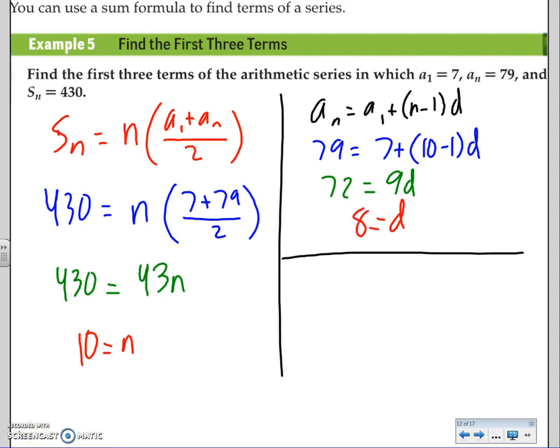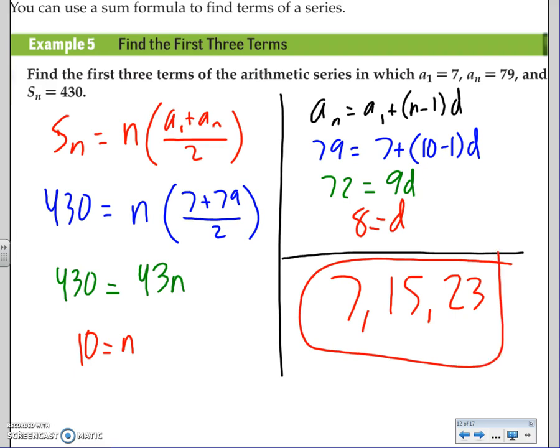Lastly, once we have d, a common difference is added to the original term. So the first term was 7. I add 8 to make 15. I add it again to make 23. Those are my first 3 terms. All right, so find n, find d, then use it with our first term, a sub 1.